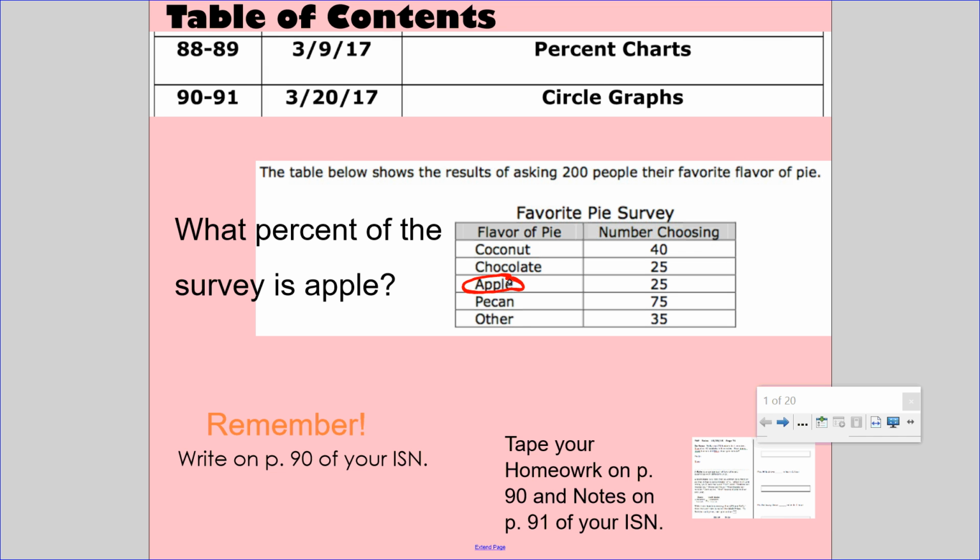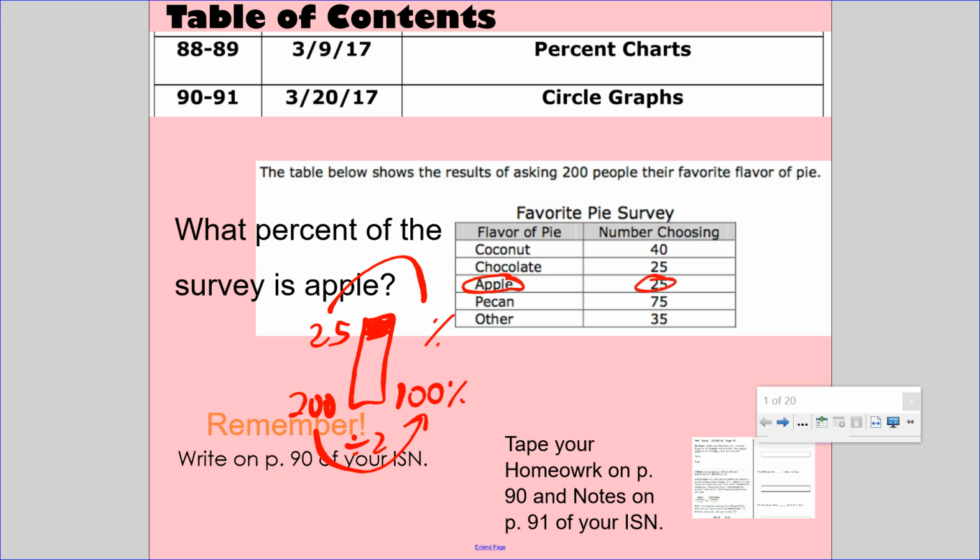Apple is right here. So let's think about a percent bar, which we learned previously in our unit. In a percent bar, this is 100%. We don't know the percentage of those who selected Apple. We know 25 people selected Apple out of 200 people. So we know it's going to be a very tiny small percentage. So what is the relationship between 200 to 100?